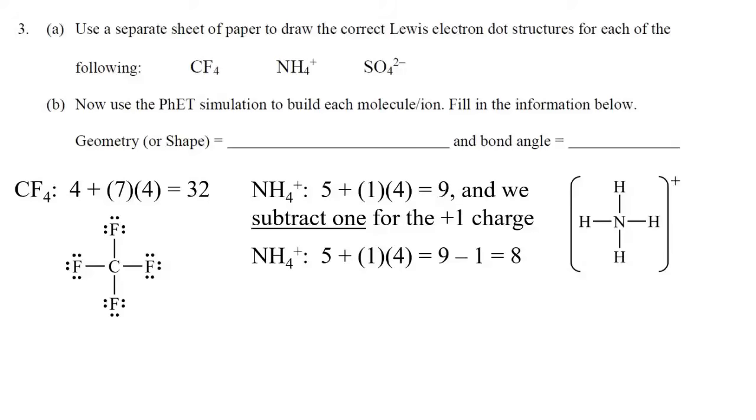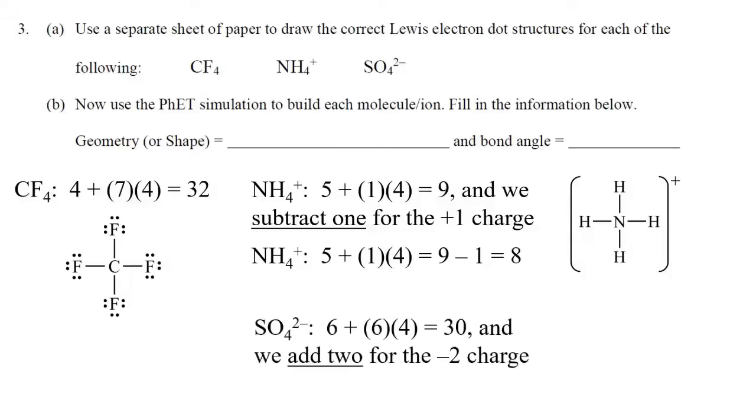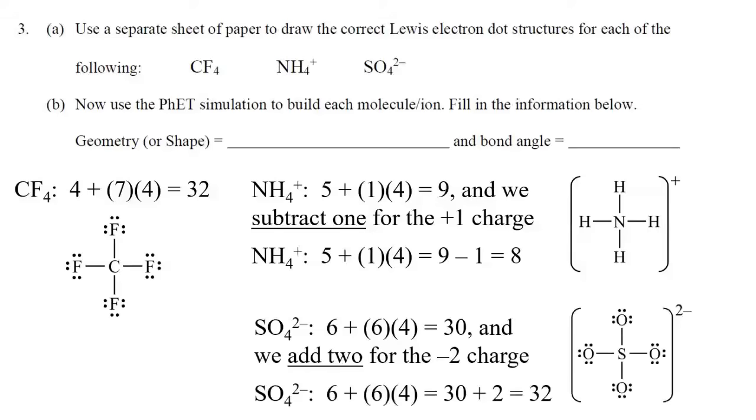And then the SO4 2- or the sulfate ion, 6 for sulfur, plus 6 for oxygen times 4, that would be 30 valence electrons, and then we add 2 more to the total for the -2 charge. So 32 valence electrons, very similar to the CF4 molecule. This is the polyatomic ion, sulfate. Now let's take a look at the PhET simulation to see what the geometry and the bond angle would be.